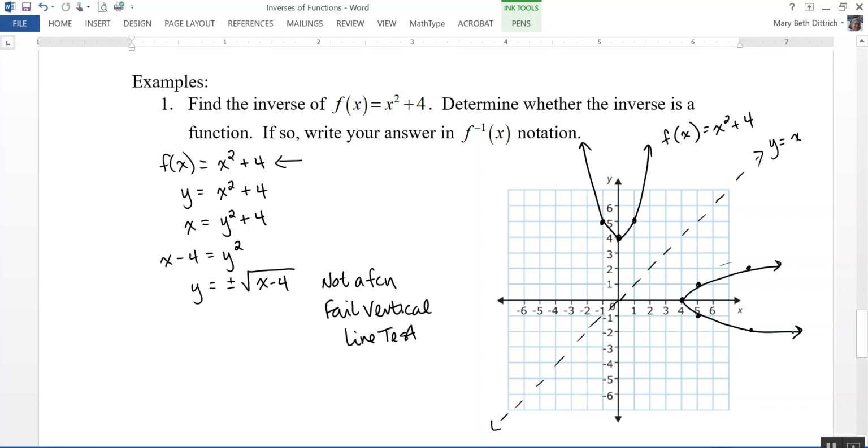One thing I will say is we can make this a function if we were to restrict the domain. If I were to restrict the domain of my original function and say x can only be numbers that are greater than or equal to 0, that would be this piece of the graph right here. Then when I do the inverse, it would only give me this, and that piece right there would indeed be a function. But as it's written, this is not a function.